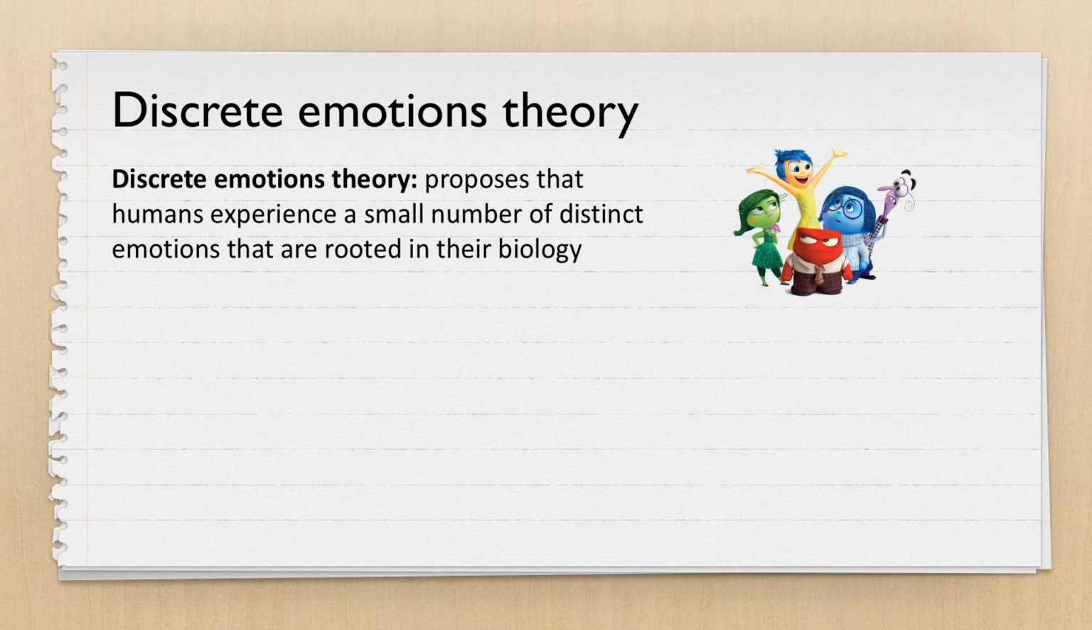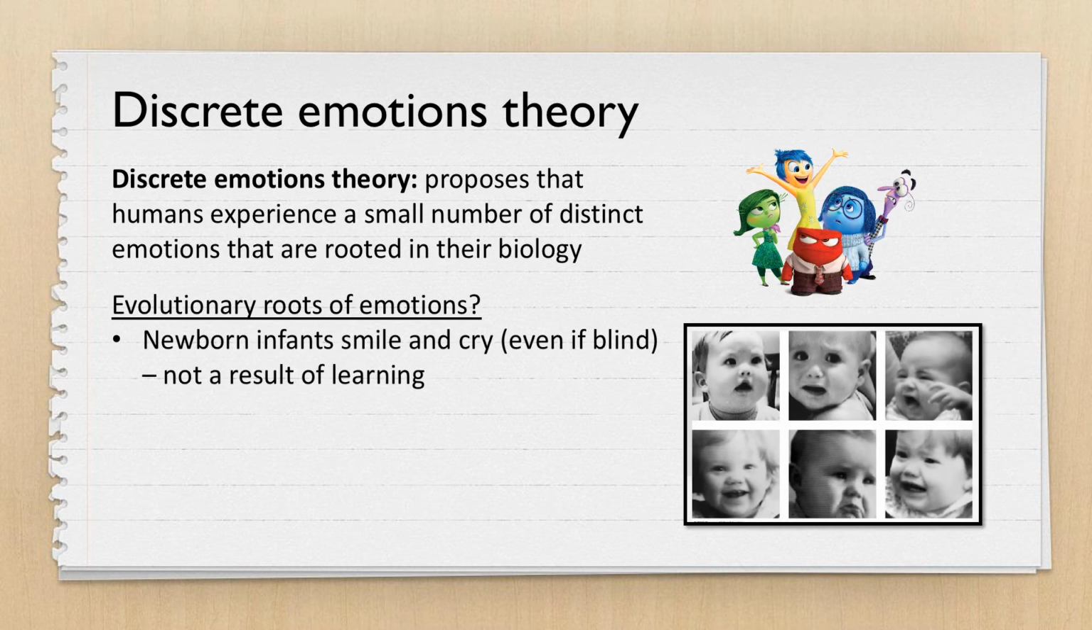The first theory we will talk about is discrete emotions theory. It proposed that humans experience a small number of distinctive emotions that are rooted in our biology. Here is some evolutionary evidence for this distinctive emotion theory. First, newborn infants can smile and cry, even blind babies. It's not a result of learning or direct reinforcement, like no one taught them that before.